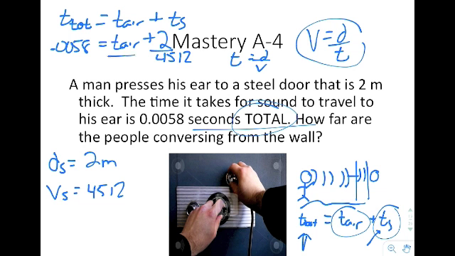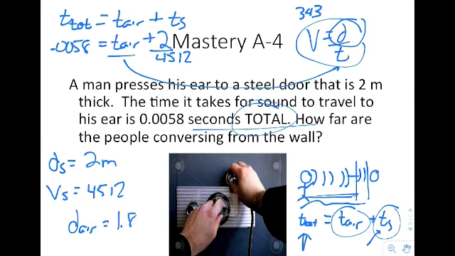Now it's just a matter of solving for the time in air. Once you have the time in air, I need to use the same equation, but now for the air. So I take my time in air, which I just calculated, I plug it in, I have the velocity of air being 343, and I can solve for the distance. If you do everything right, you should realize that the distance in air, which is the distance between the person and the wall, is about 1.84 meters.